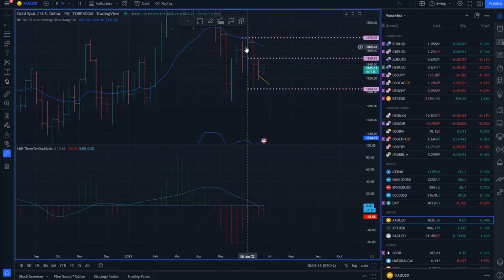So again, inside week last week for the gold, which is telling me there is a big short midterm sideways regime and potential for the breakout in the next period.